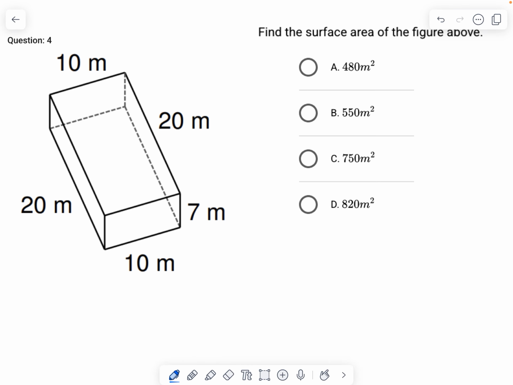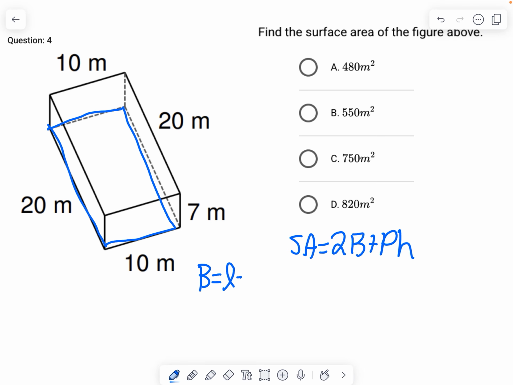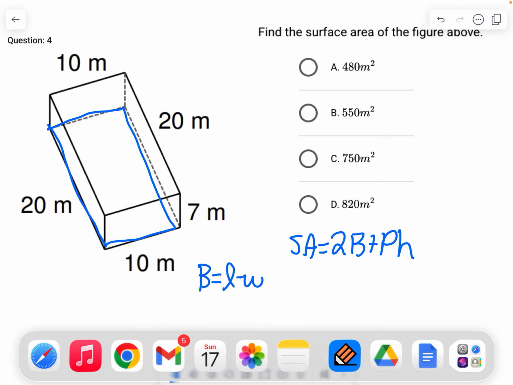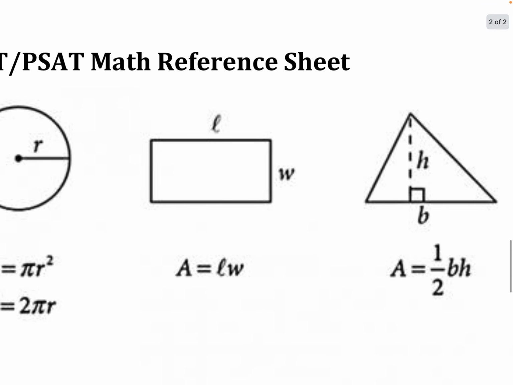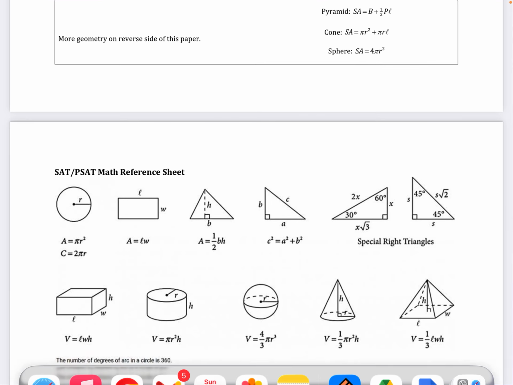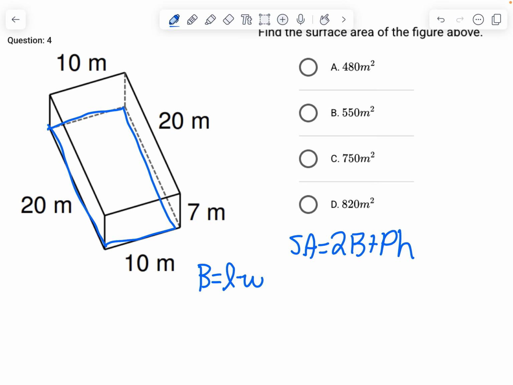So, again, let's write that down. Well, we got to find those 3 variables. B is the area of the base, so let's just take the base. Area of a rectangle is always length times width. That's on the back of that reference sheet as well, which is super nice. You can see that right here. Rectangle, length times width. 20 times 10 is 200.